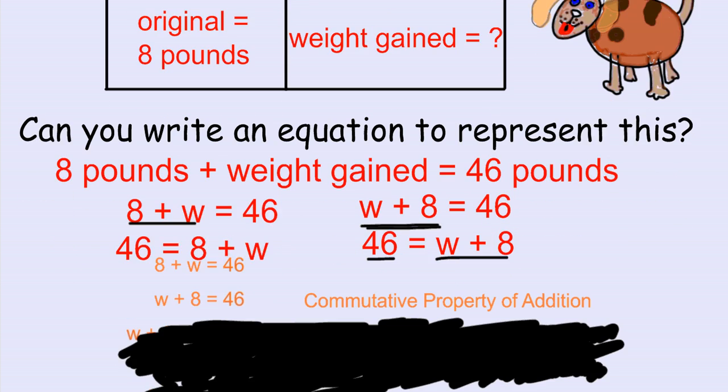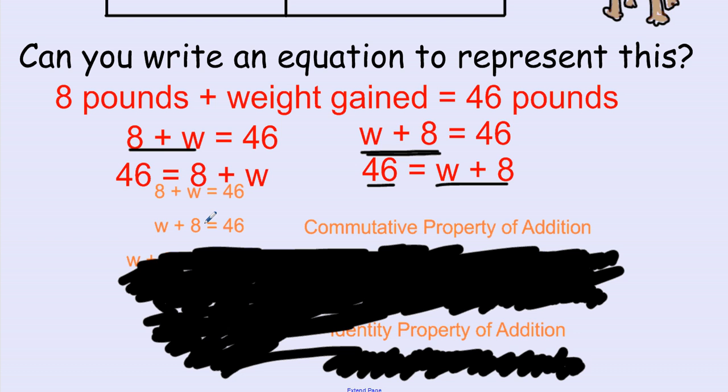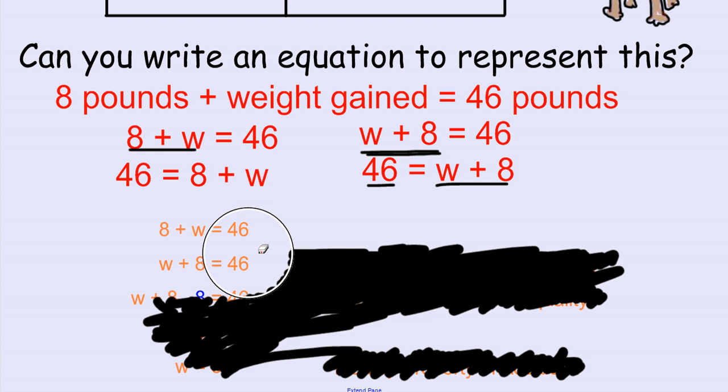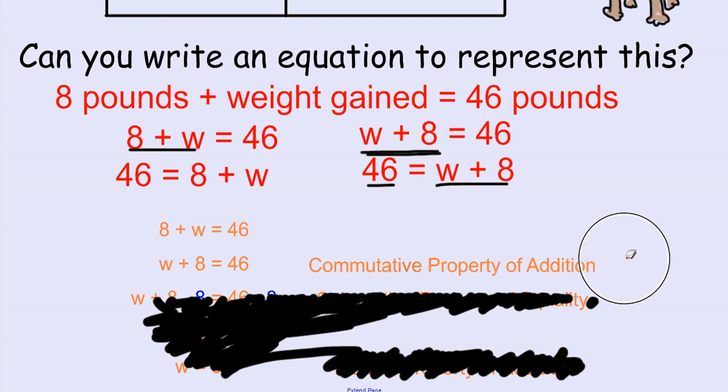Okay, let's go ahead and try to solve this problem. I have here my little problem, 8 plus W equals 46. And again, we can change the order here and rewrite this as W plus 8 equals 46 because of the commutative property of addition. The next step, we want to undo or reverse the plus 8. We want to get the variable by itself, to isolate the variable. That's our goal. So how will we get rid of adding 8, or what's the opposite of adding 8?